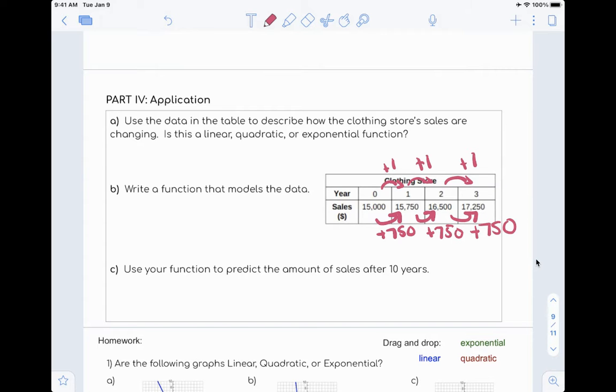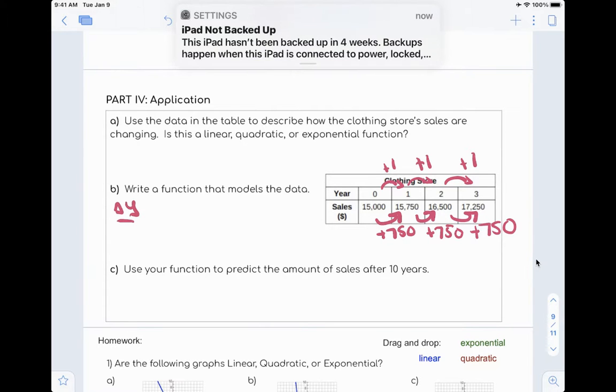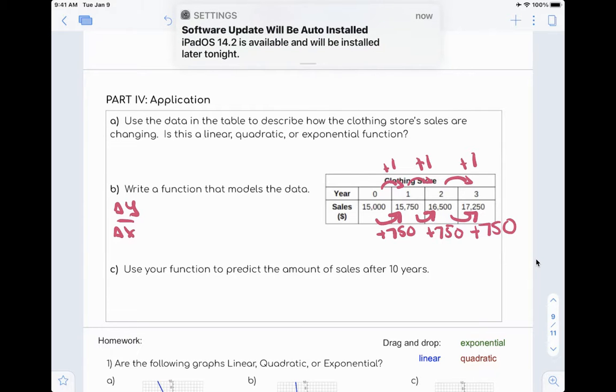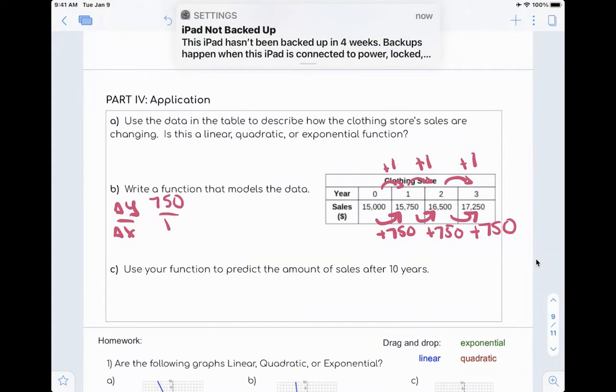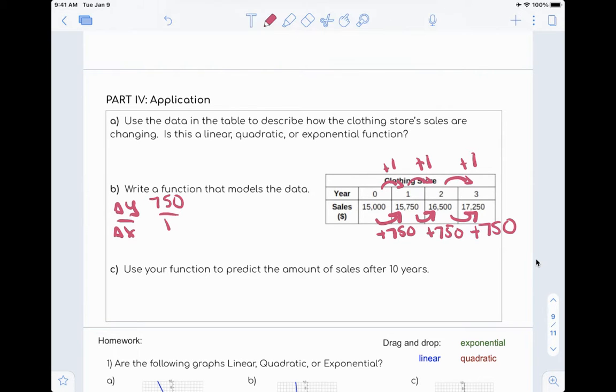So to get that constant rate of change, we're going to take that ratio, or that change in our sales. So our change in our y divided by our change in our x, which is 750 divided by 1. So I'm going to describe this as linear, because there is a constant rate of change.